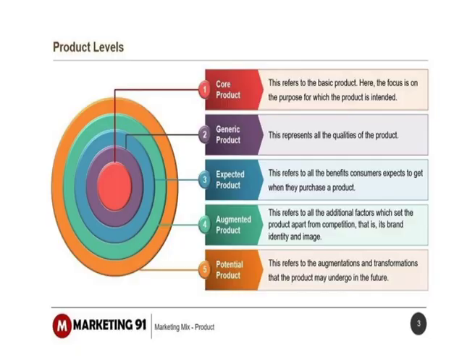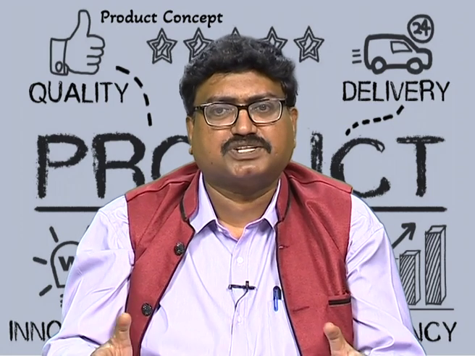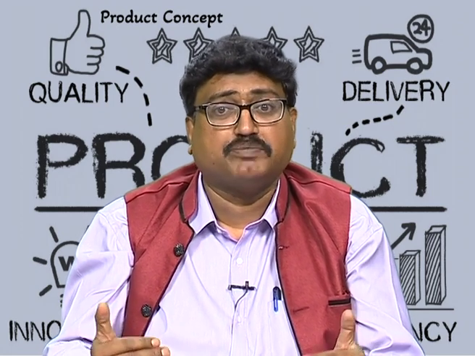The next level is the augmented level. That is the fourth level in the product. Here we talk about the additional factors that set a product apart from the competitors. That is the brand identity, the image I create for the product. This is where you look at buying something generic and buying something branded. So there are additional factors which set competition apart. That is the augmented level.